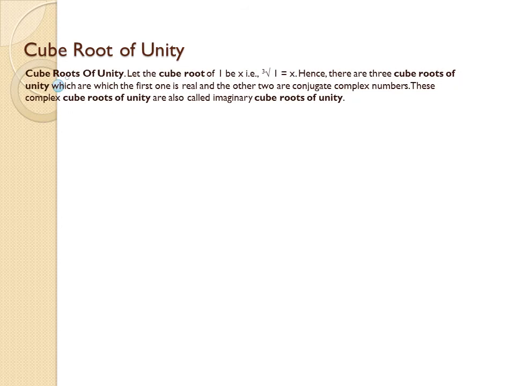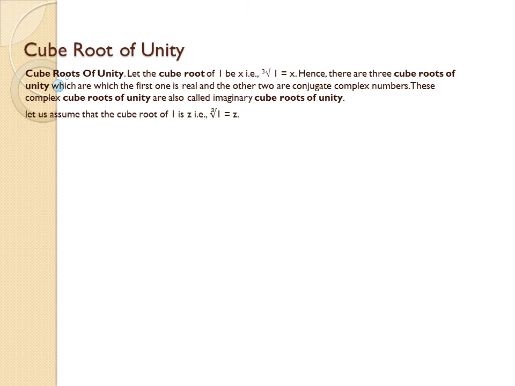So the cube root of 1 I have taken as x. The 3 cube roots of unity: the first one is real, that is 1, and the other 2 are conjugate complex numbers. Why they are conjugate complex numbers, we will deduce here. As those are conjugate complex numbers, they are called imaginary cube roots of unity. So for unity there are 3 roots. One is real, that is 1, and the other 2 are complex numbers, called imaginary cube roots of unity.